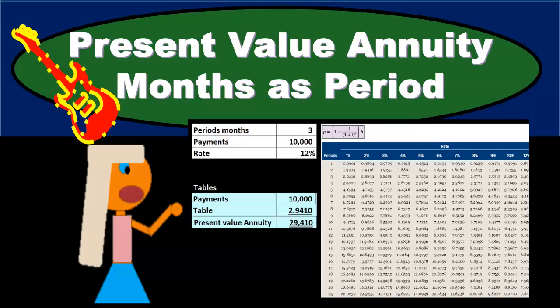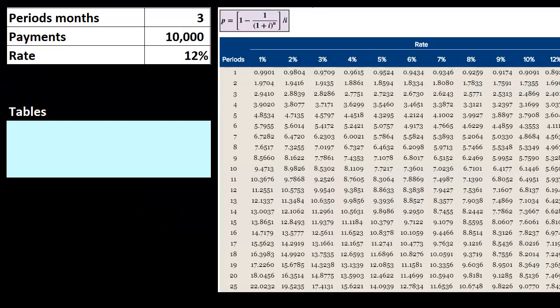In this presentation, we will take a look at the present value of an annuity with the use of months as the periods as opposed to years as the periods within our calculation. Here's going to be our data up top. We're going to have the periods 3, but this time months as opposed to years. We have the payments are going to be the 10,000 and the rate 12%.